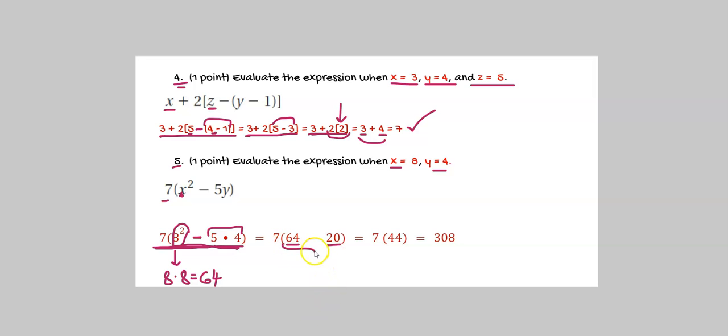Now again, we have to finish evaluating the parentheses. So we have 64 minus 20, that's 44. So we rewrite this 7 times, open parentheses, we have 44 in it, close parentheses, and now we are left with 7 times 44, which equals 308.